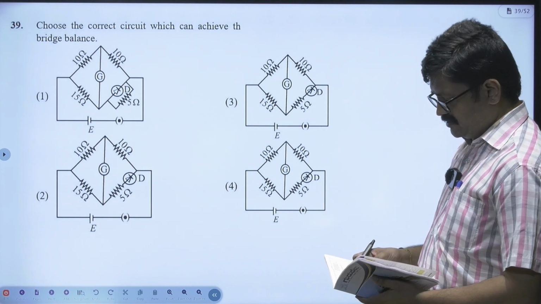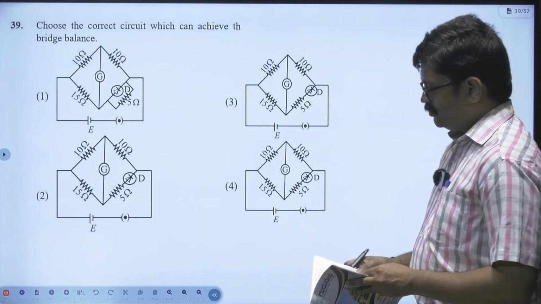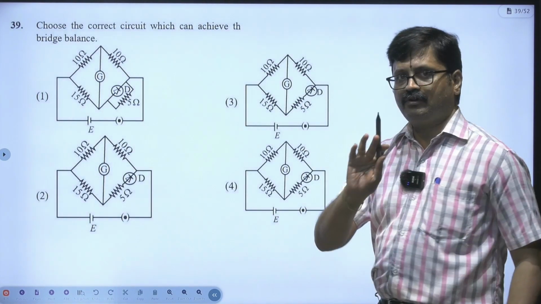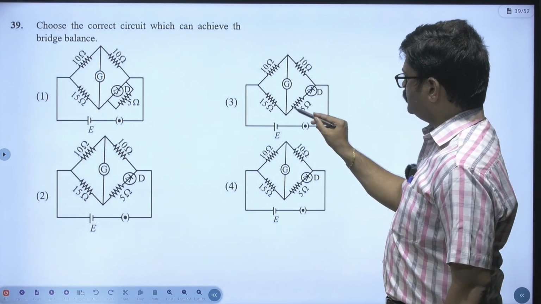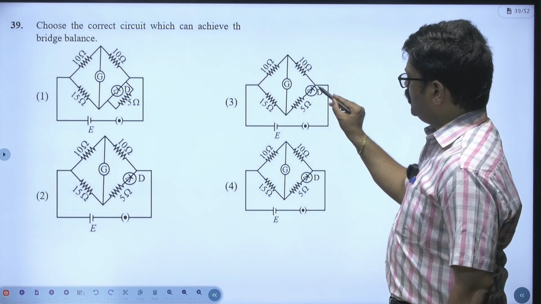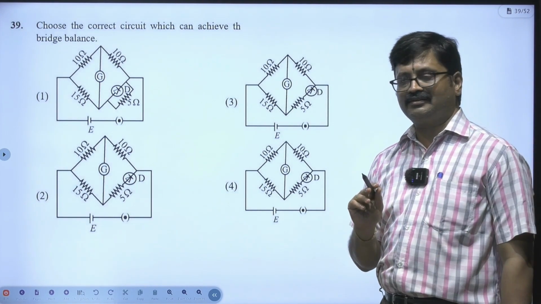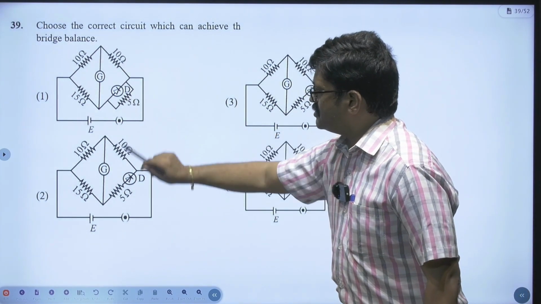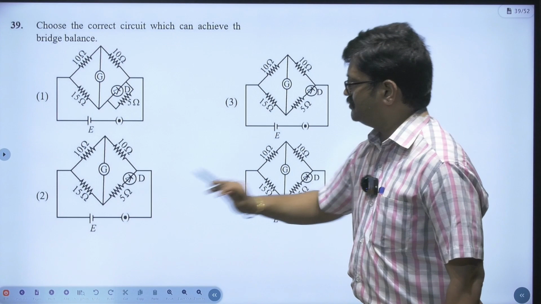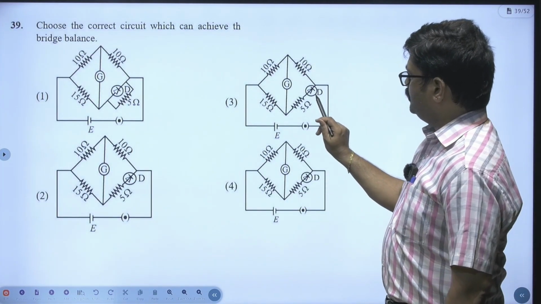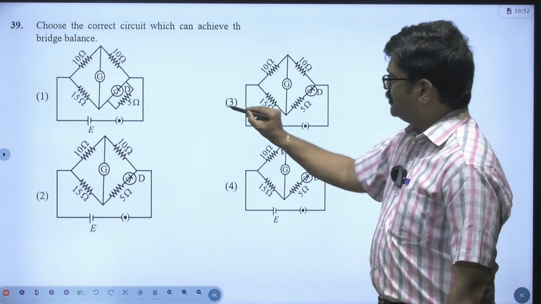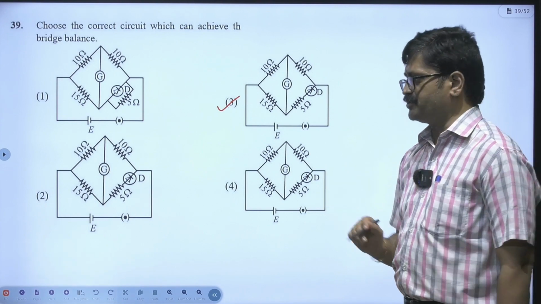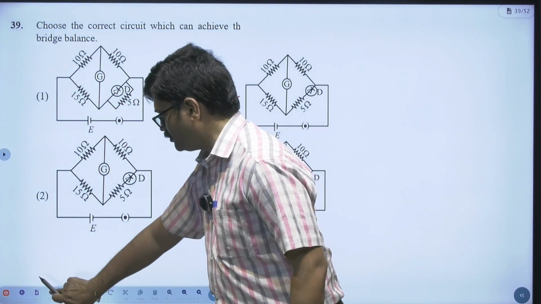Now choose the correct circuit which can achieve the bridge balance. If you just understand here, now if you just notice 1, 2, 3, 4 out of 4. Now this third one, if you consider, this is a non-ideal diode. Because this is a little finicky question. In first and second, these are ideal diodes. Remember, and in the third one it is a non-ideal diode. So in case of a non-ideal diode, we'll have a balanced bridge. Always consider in this manner. So option 3 happens to be the right choice.